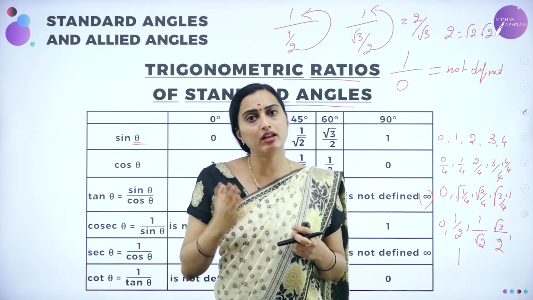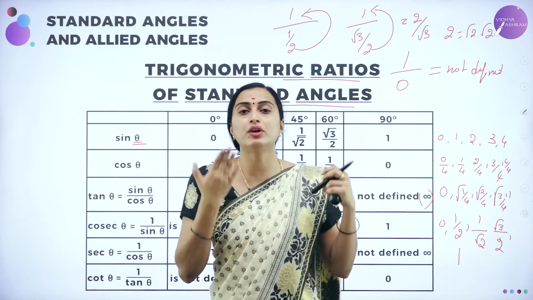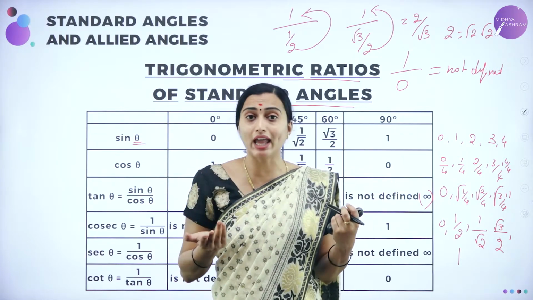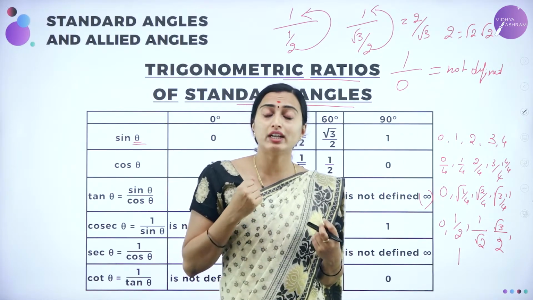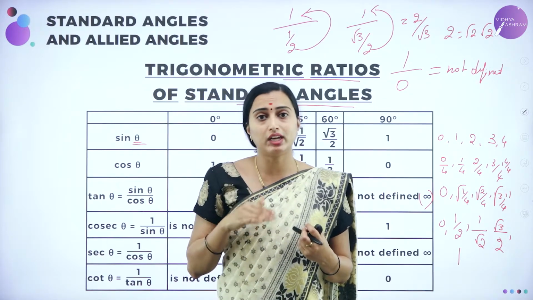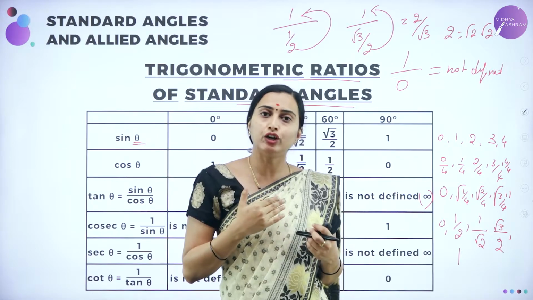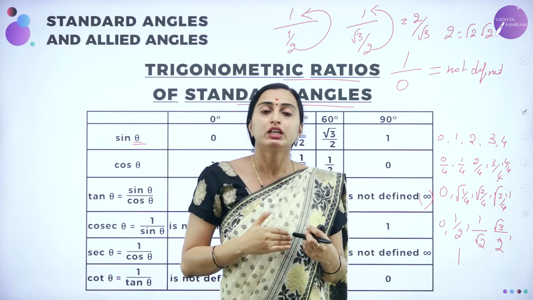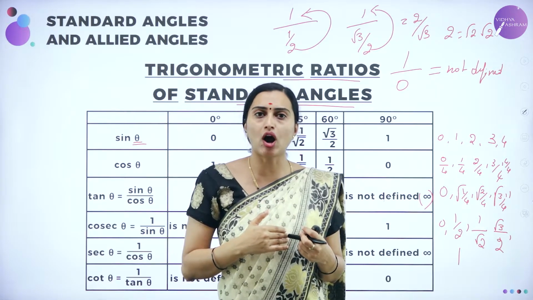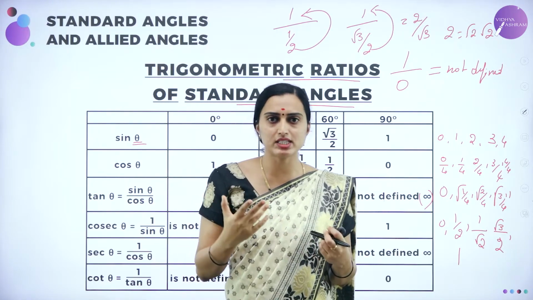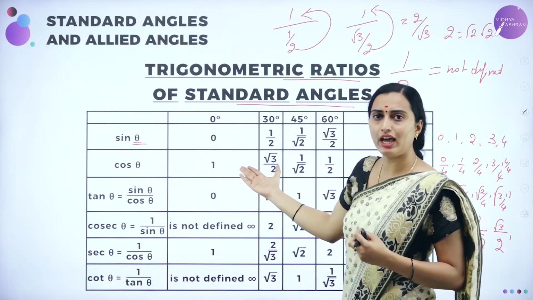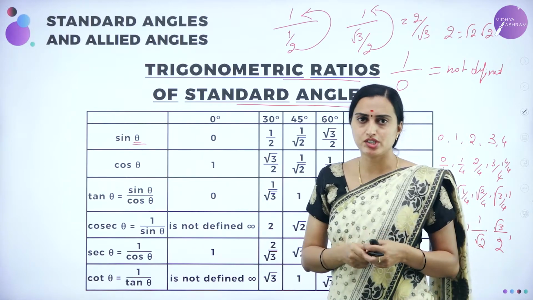If you get the sine, writing it upside down is cos. If you get sine and cos, you can find out tan, sine by cos. If you get sine, you can find out cosecant: 1 by sine is cosecant. If you get cos, you can find out secant: 1 by cos. If you get tan, you can find out cot: 1 by tan. That's it. You can remember the values of the trigonometric functions.